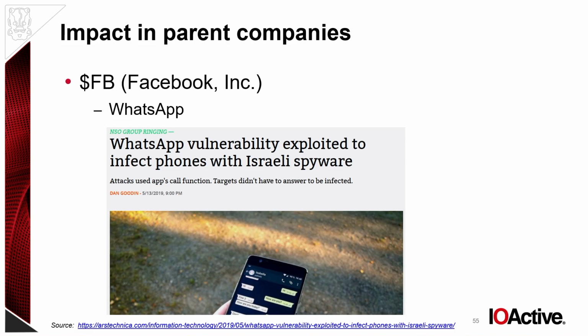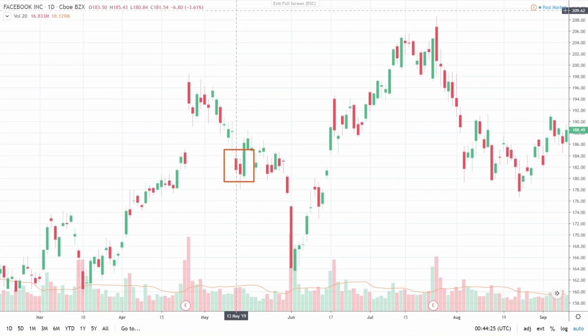WhatsApp, a critical bug was reported, and we can see a minus 3.61% drop that day on Facebook's price. So yes, the impact also affects the owners of the companies, or in mergers and acquisitions, the price affects both.